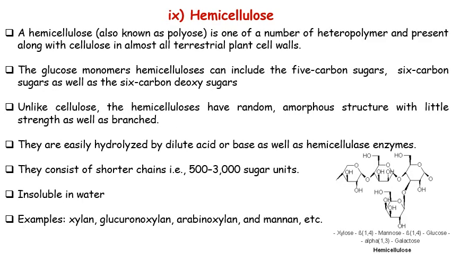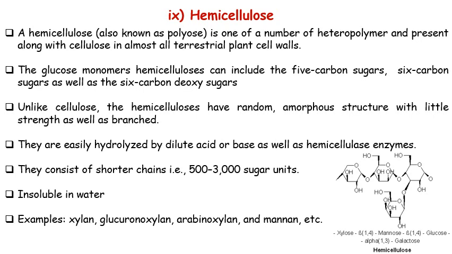The next one is hemicellulose. Hemicellulose is also known as polyose. It is one of a number of heteropolymers, and it means that they have different kinds of monosaccharides, or a mixture of different monosaccharides. That is heteropolymer, not the same kind. They are different kinds of monosaccharides, and present along with cellulose in almost all terrestrial plant cell walls. So hemicelluloses are present along with the cellulose, and it further strengthens the cell walls.